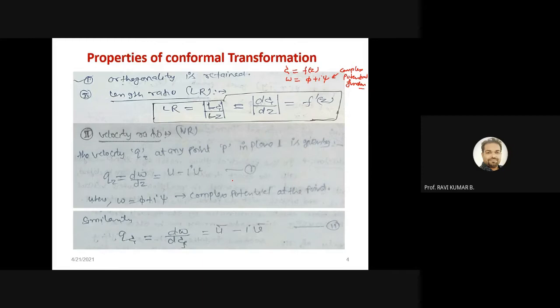Similarly, we can write velocity in zeta plane. That is nothing but dw by d zeta. I said that zeta is a function of z, because already we know that is a transformation function. So if we differentiate this with respect to zeta, we will get another velocity component, u bar minus i v bar. So this is equation number two. If we divide this by this, we will get the velocity ratio. So velocity ratio is nothing but the velocity in z plane divided by velocity in zeta plane.